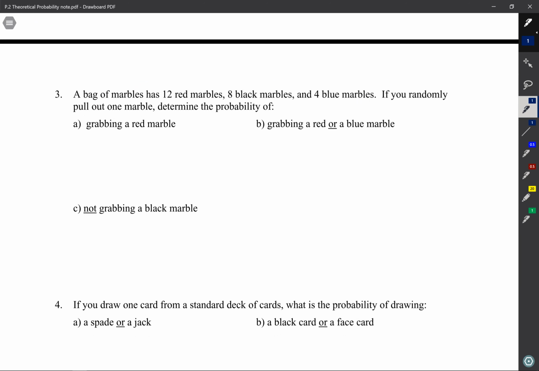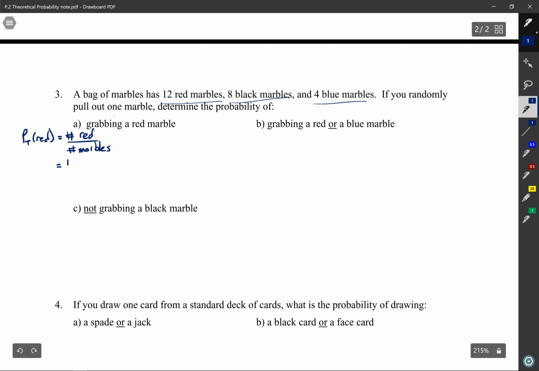Next, we're going to step away from the deck of cards for a moment, and we'll talk about a bag of marbles. So this bag of marbles has 12 red marbles, 8 black marbles, and 4 blue marbles. So if we're randomly pulling out one marble, we need to find the probability of grabbing a red marble. Well, I'll set that up. Theoretical probability of grabbing a red marble is equal to the number of red marbles divided by the total number of marbles.